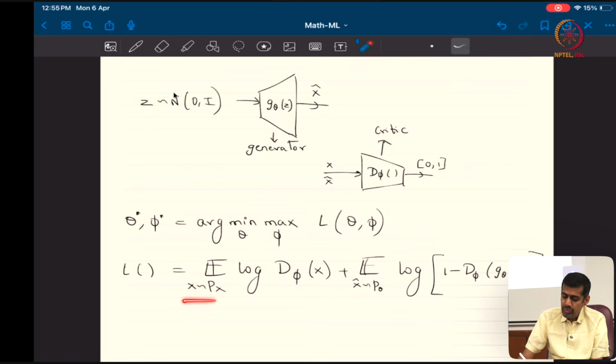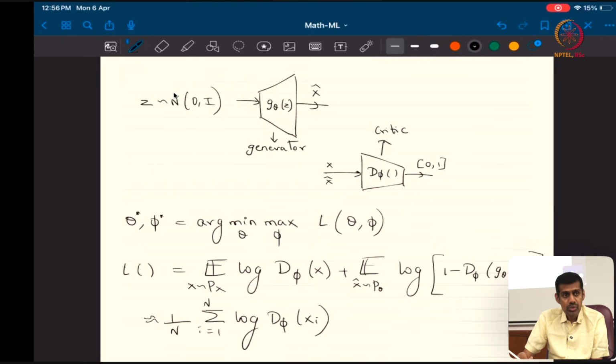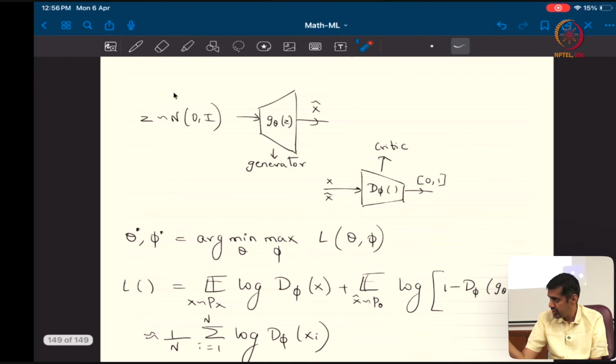Now, to compute this expectation, how is this expectation computed? You can approximate this by 1 by n, sum over i is 1 through n, of log of d phi of xi, correct. This is how we approximate this, invoking the law of large numbers, and similarly for the next term as well. Now what one should do is take a batch of data, the input data, and generate a few samples of x cap. So now you have a few samples of x and a few samples of x cap.